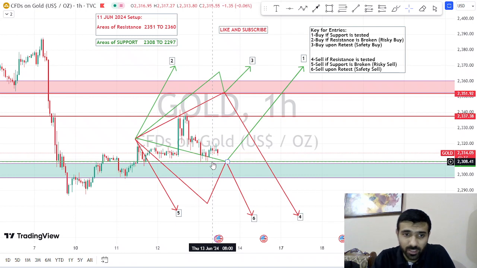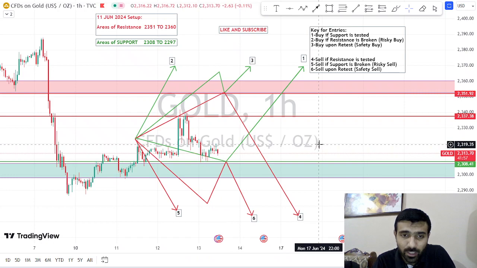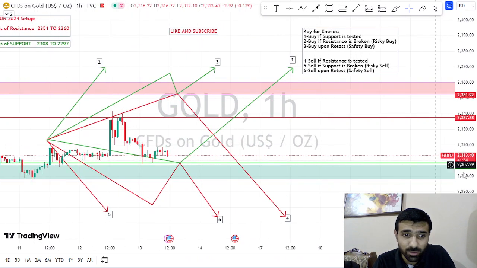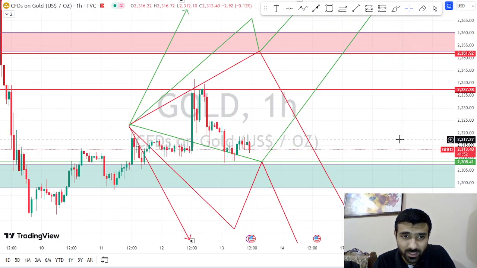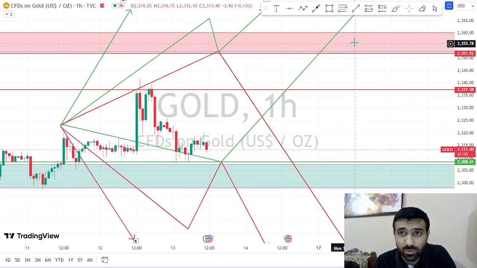We were sellers in this gold market, and you guys can clearly see that I marked two short-term resistance and a major resistance, and that clearly showed that our sentiment was a seller sentiment, and we marked this area for you guys clearly. Now let us take all the trades in front of you guys so you guys can understand how much profit or loss you guys would have made following our key for entries method.